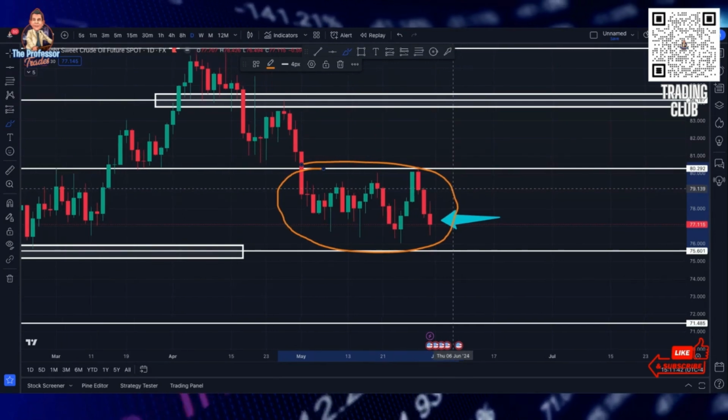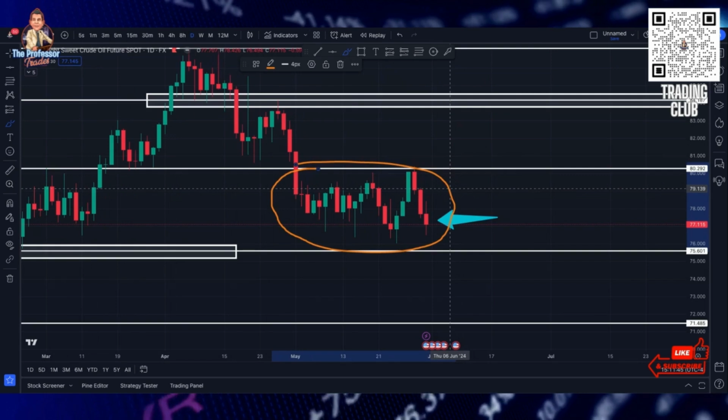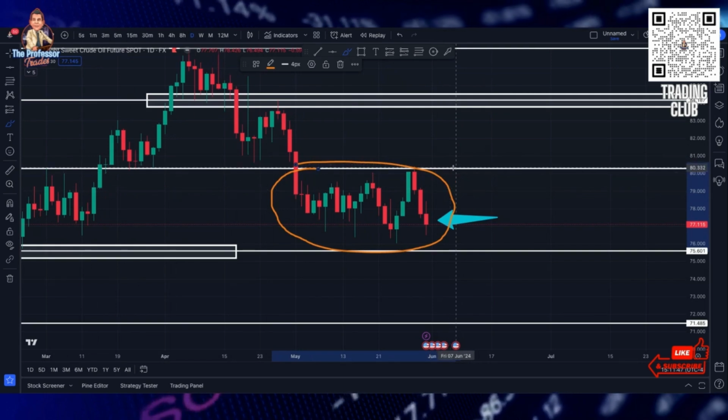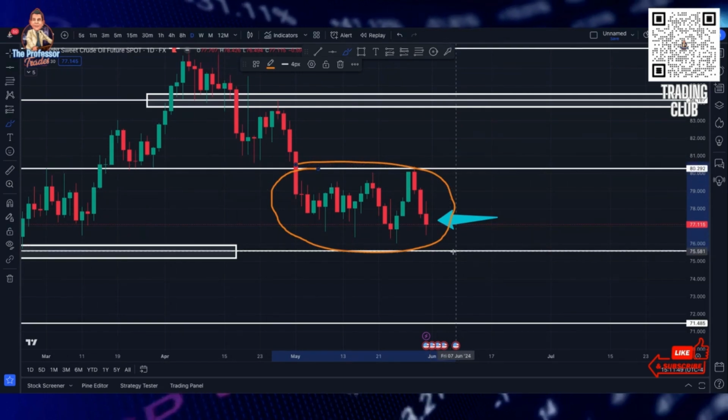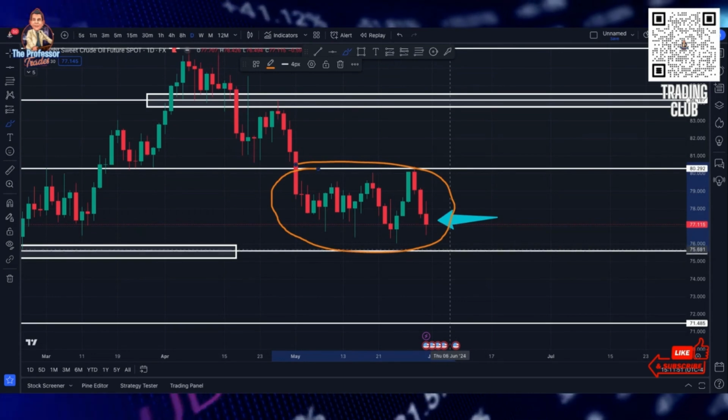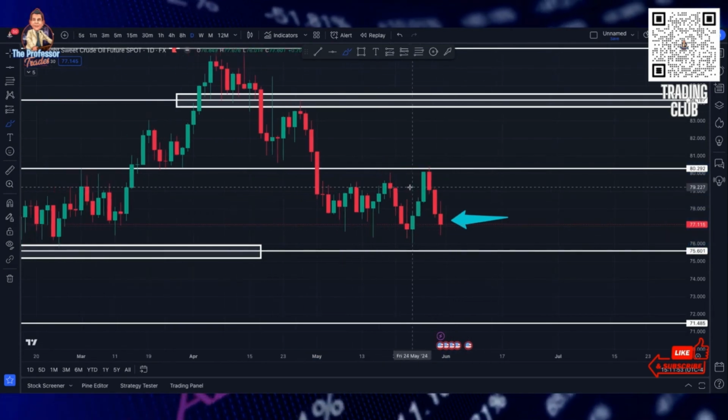So until we see evidence that price is going to close above the 80-30 level or below the 75-50 level, we will continue to trade within this area.